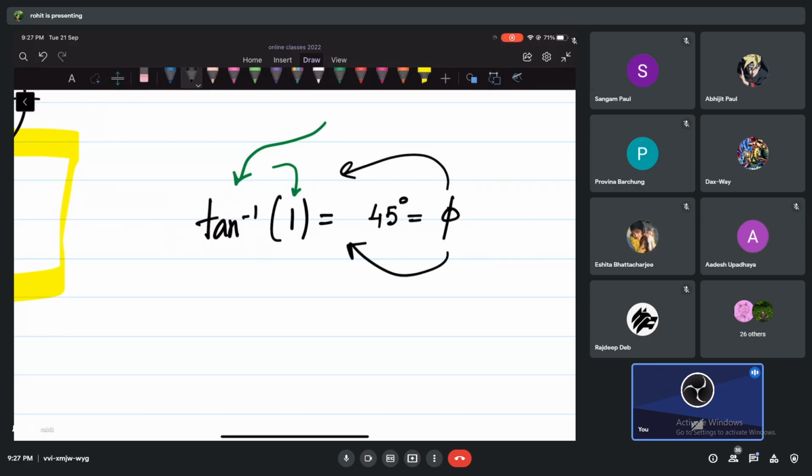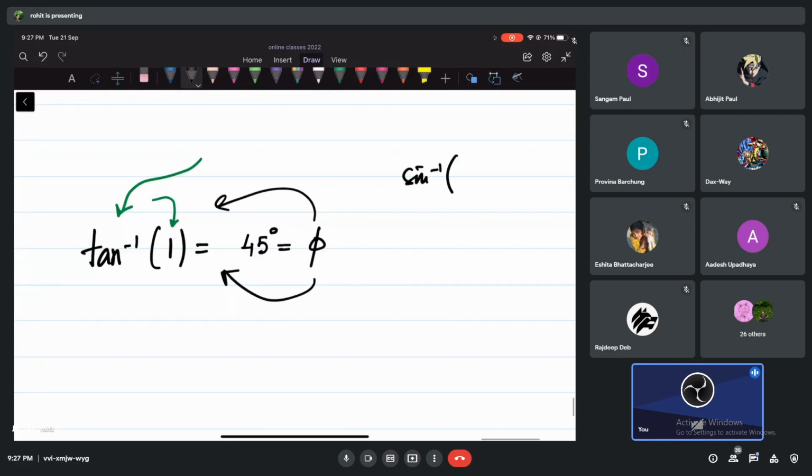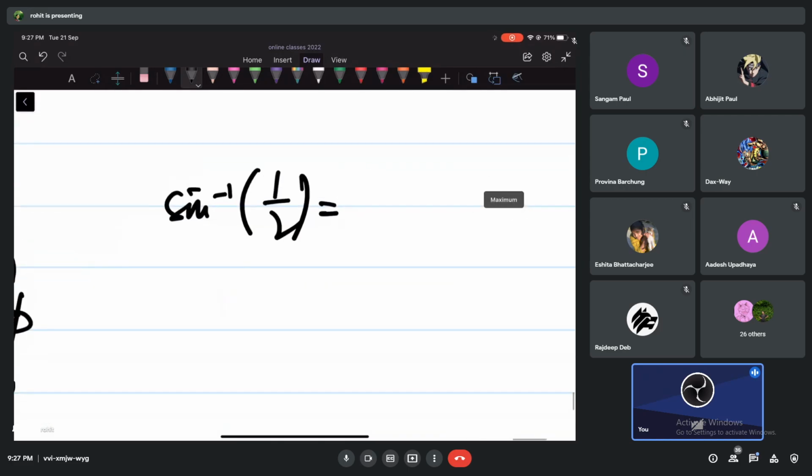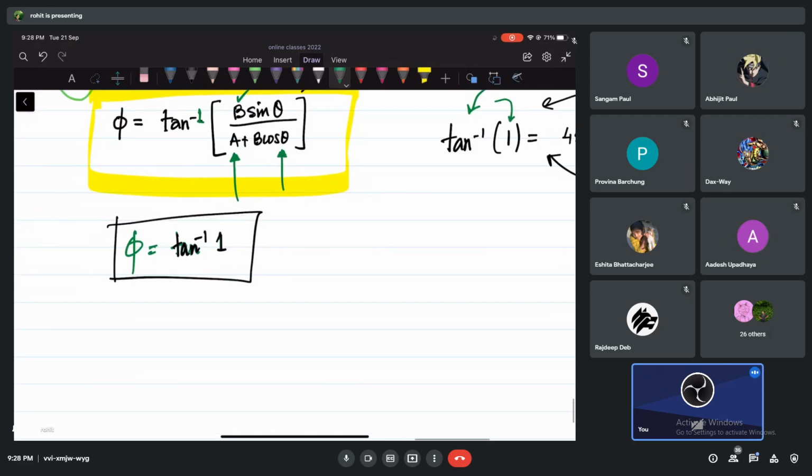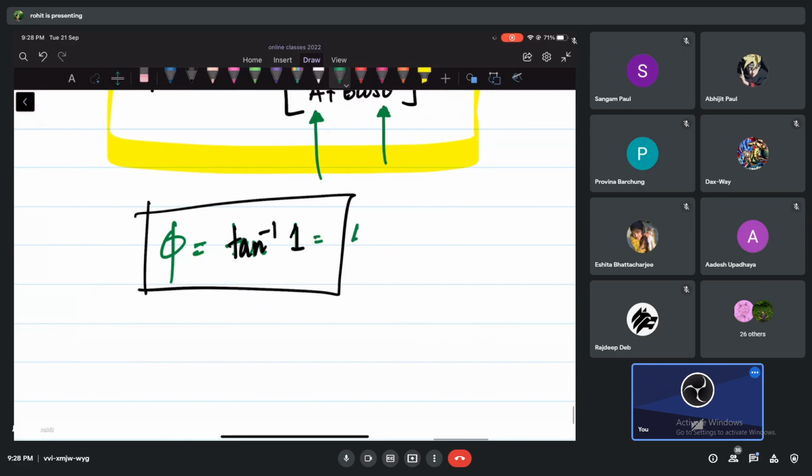That is true for sine inverse also. Sine inverse of half. I'm asking you for what angle sine becomes half? 30 degrees. So see this one. Now it's clear, I think. Yes, sir. Here also I'm doing the same thing. Check. Tan inverse of 1. You have told me 45 degrees.